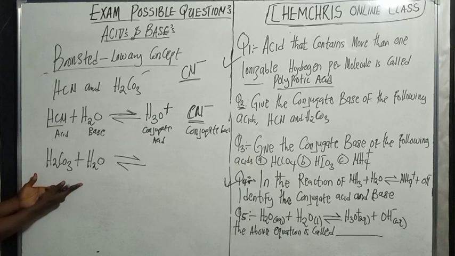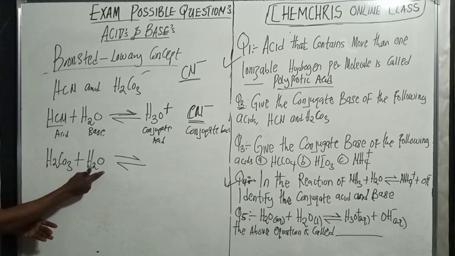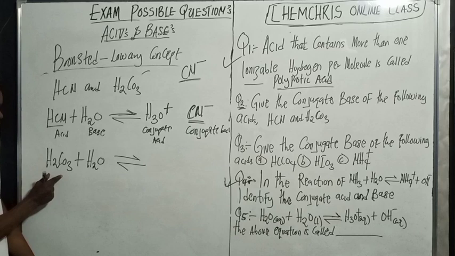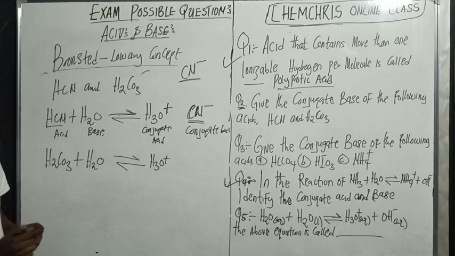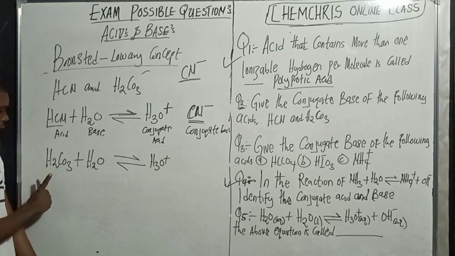Okay, now let's move to this other one here. You can see that this one will lose a proton to this other one. So how many hydrogens do we have here? You have one hydrogen. That one hydrogen should move here, and you have H3O plus. Now, how many hydrogens are left here? You now have one hydrogen left, so you get HCO3 minus.